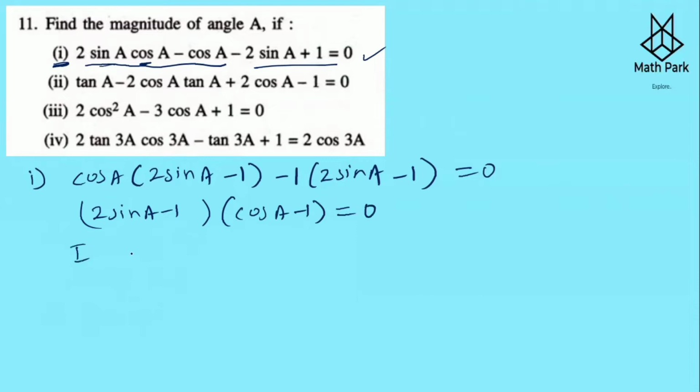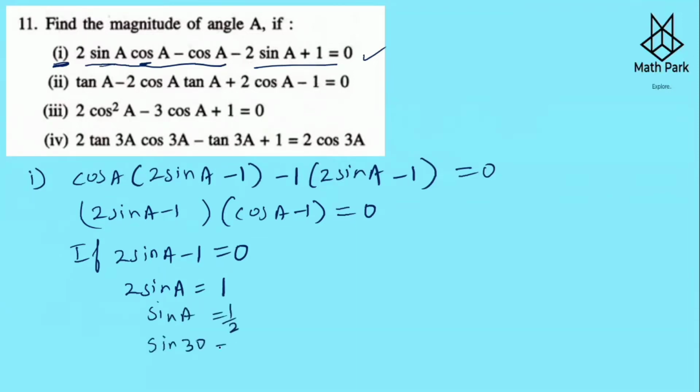Now, if the product of two numbers is 0, either of one could be 0. So if 2 sin A minus 1 is equal to 0, let us solve this. We get 2 sin A is equal to 1, minus 1 goes in plus 1. And this 2 moves here, we get sin A is equal to 1 by 2. Now we know that sin 30 is equal to 1 by 2. So from this we get A is equal to 30 degree.